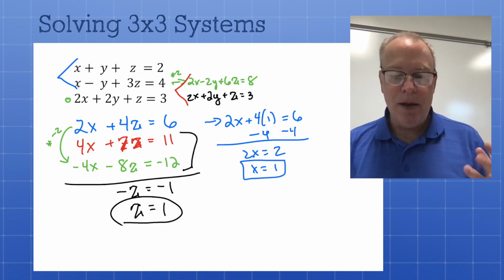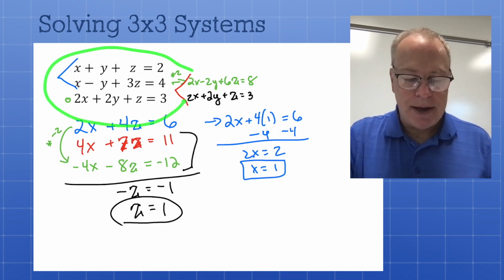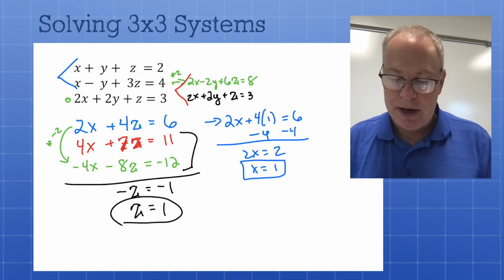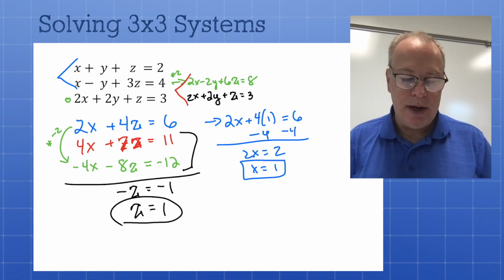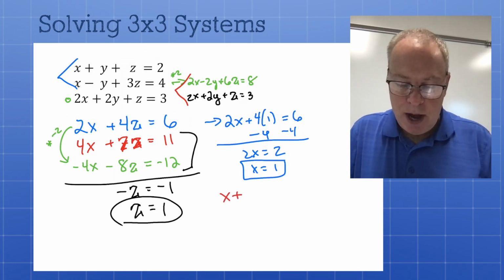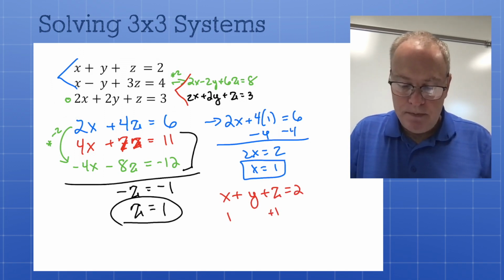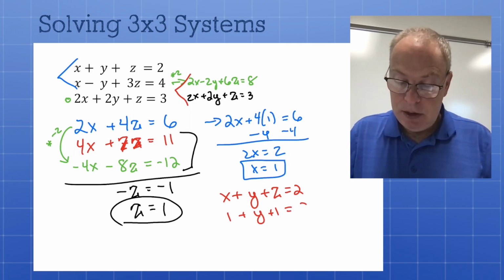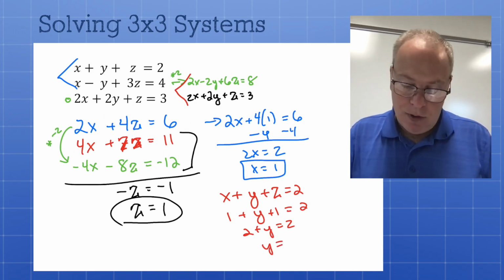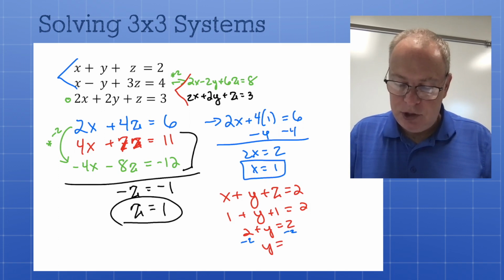Now how do we get y? We go all the way back to the beginning and use one of those equations. You've got to use one of those original equations, because that's where y is, right? x plus y plus z equals 2. I'm going to go ahead and plug in my 1 and my 1 for x and z. 2 plus y equals 2. y equals, what does it equal? Is it 4? Well, let's show work and see. What if we minus 2 on both sides?